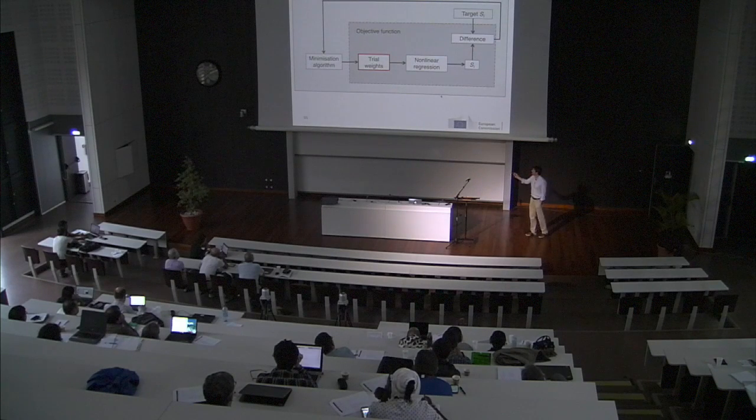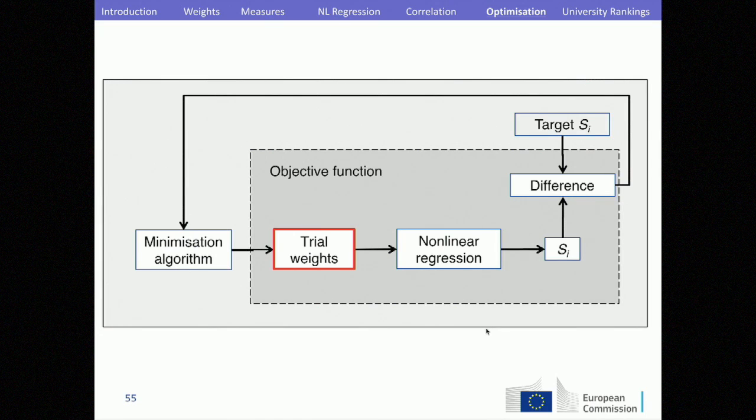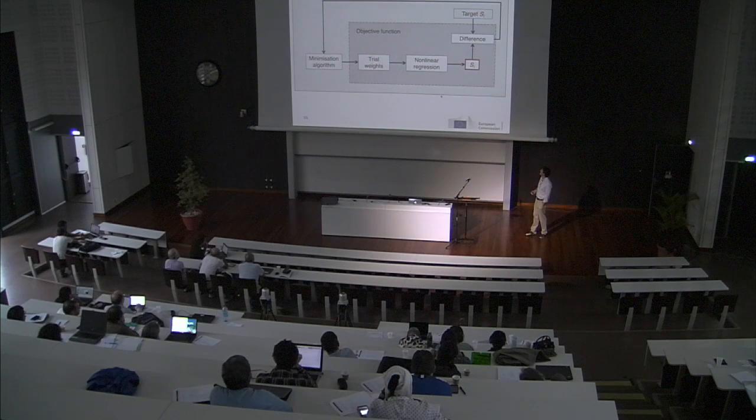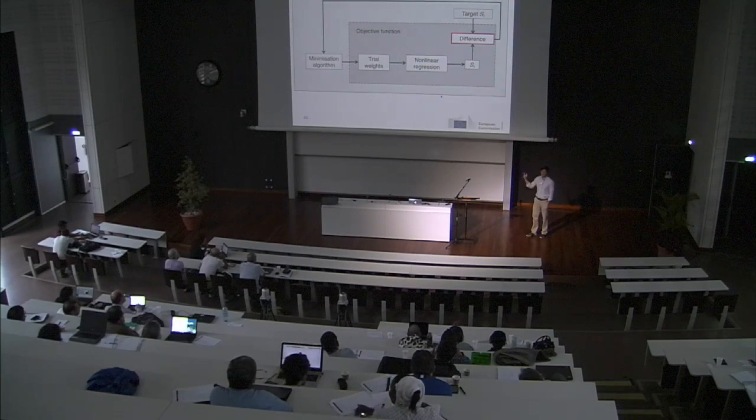So it's a simple approach. You just take a set of trial weights, which may be the original weights, or equal weights, let's say. You do your nonlinear regression, and that gives you estimates of SI for each variable. And then you just take the difference between all the SI that you estimated and the target SI, which you're trying to get. And basically, that gives you an objective function, which is a function of the weights, okay? And of course, you want to minimize this difference.